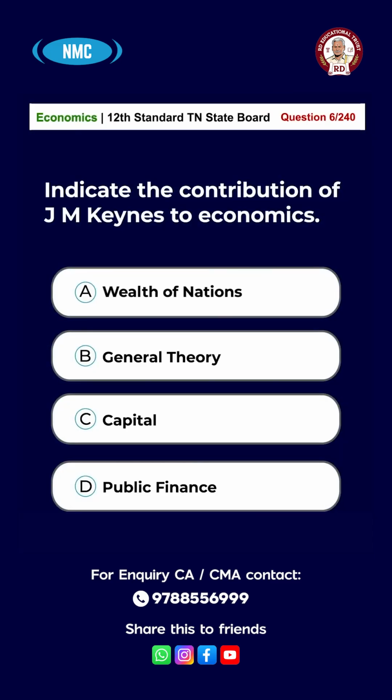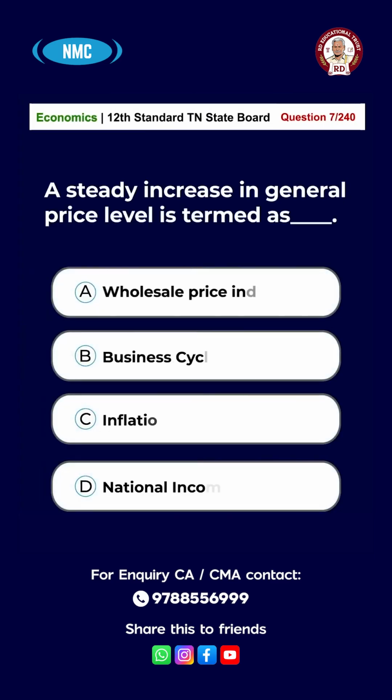Question number 6. Indicate the contribution of James Keynes to economics. Option A. Wealth of Nations, B. General Theory, C. Capital, D. Public Finance. And the answer is option B, General Theory.